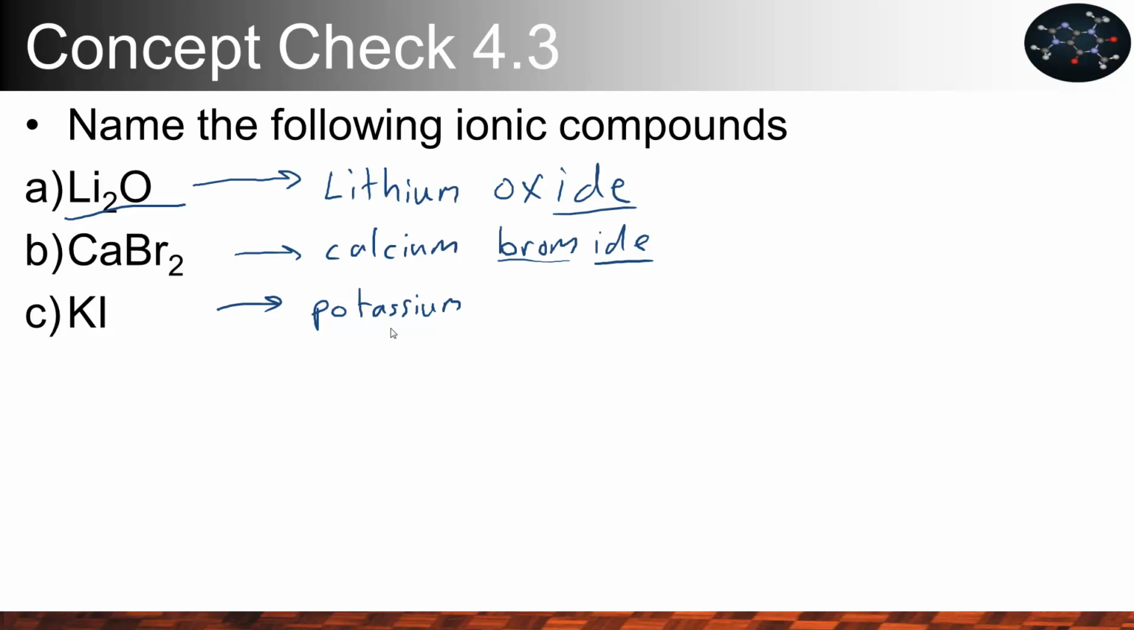Potassium for K. That's the cation because it's listed first. Iode. It's the start of iodine. Ide says it's an ionic substance, and it's the anion portion that we're describing. So potassium iodide.